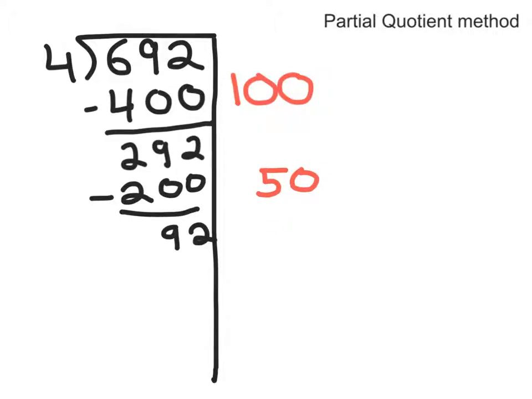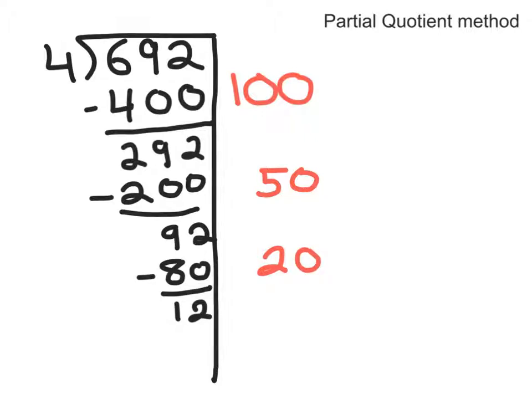Once again, we have to think 4 times what number will get me close to 92 without going over? Well, I know that 4 times 10 is 40. 4 times 20 would give me 80. Let's try that. 4 times 20 gives me 80. Subtract it. 2 minus 0 is 2. 9 minus 8 is 1.